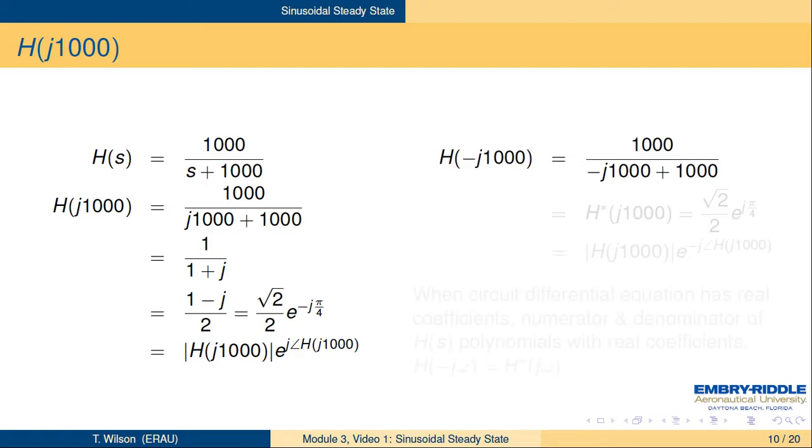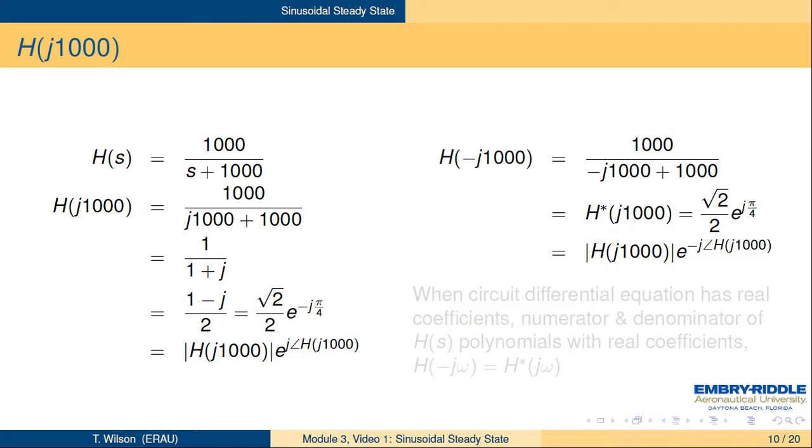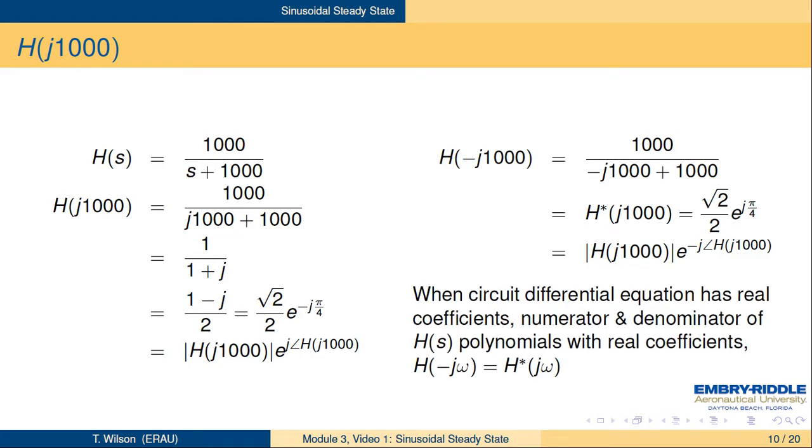Now we also need h of minus j 1000. So look at that. That just turns out to be the conjugate of h of j 1000. So it's going to be root 2 over 2 e to the plus j pi over 4, because to get the conjugate from a complex number, you just replace every instance of j with minus j. And so it's got the same magnitude, but the angle is the negative of what the h of j 1000 was. And this is always going to be the case, that when you evaluate h of s at j some frequency, if you evaluate h at minus j that frequency, you're going to get the conjugate of what you had before.